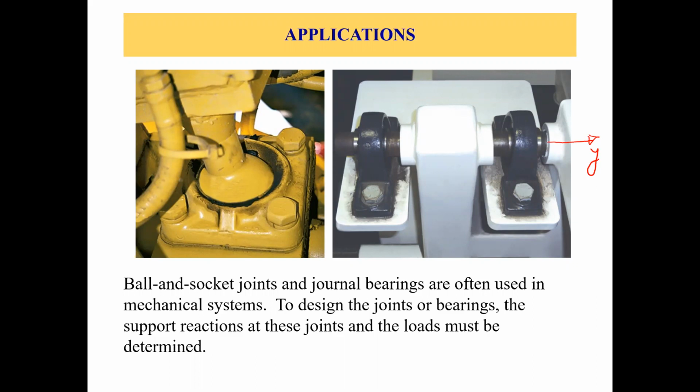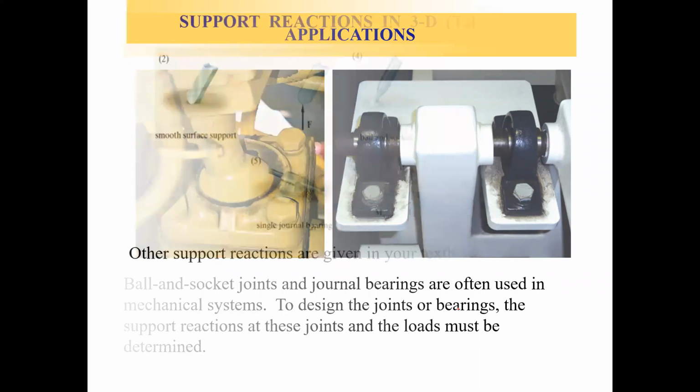So this type of support, which is called a journal bearing, restricts the move in 2 directions, but it allows the movement in 1 direction, right? So now the purpose of solving or analyzing 3D objects or 3D bodies is to design the joints or bearings, and we need to know about the support reactions, and the joints and loads must be determined, right? Okay, so let's move forward.